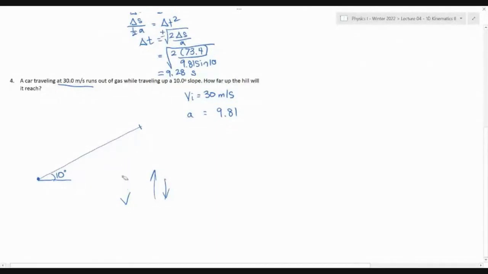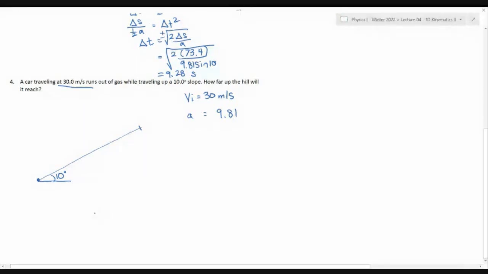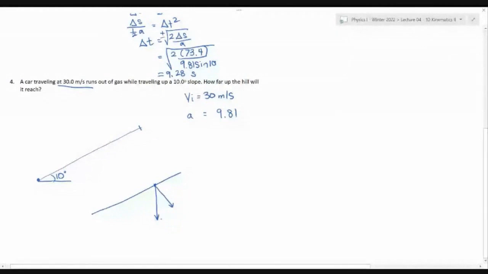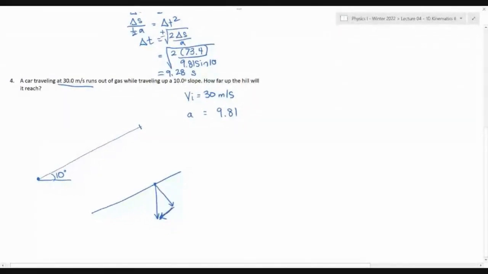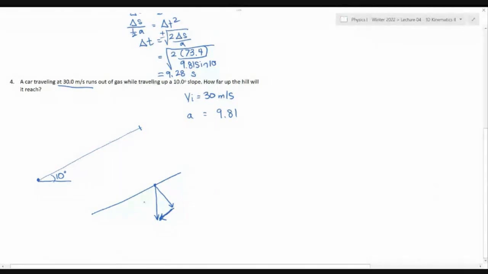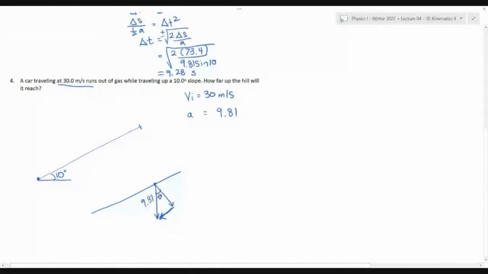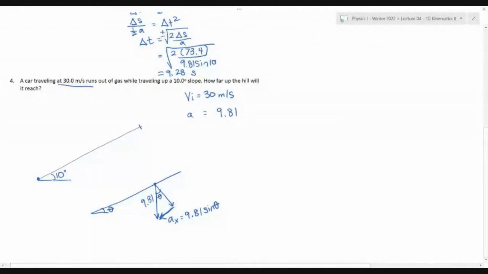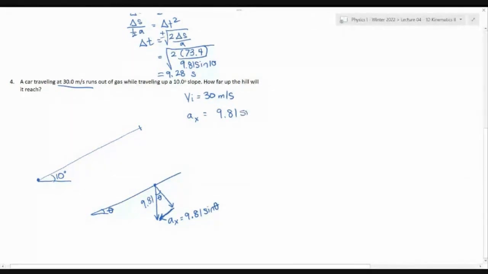If the object is moving on a ramp or on an incline, we need to find the component of acceleration that is parallel to the direction that the object is moving, so parallel to the incline. So this is 9.81. This is our theta. This is the acceleration we need to use. And remember we said it was opposite sides, so we're using sine. And that angle theta is the same as this angle theta. Okay? So that's what we're putting in for acceleration: 9.81 sine theta.